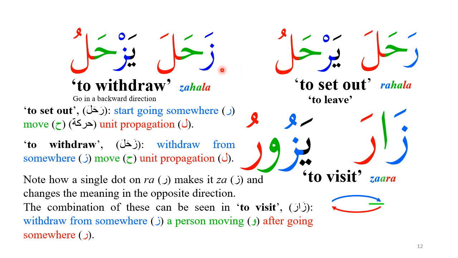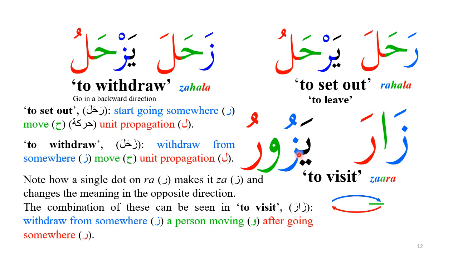So rahala yarhalu, and I told you that a single dot would mean the exact opposite. You see here rahala and zahala means to withdraw. So rahala would mean to leave, to set out, to go somewhere, but to set out, only the going part. But the withdrawing or going back in a backward direction is zahala. So just this one dot makes it the exact opposite in direction.